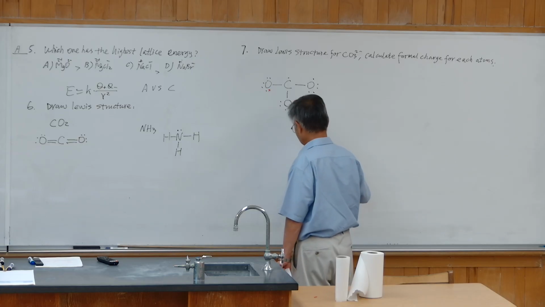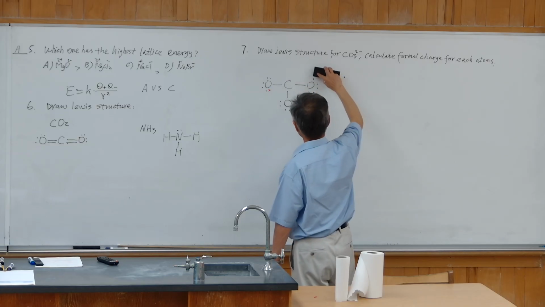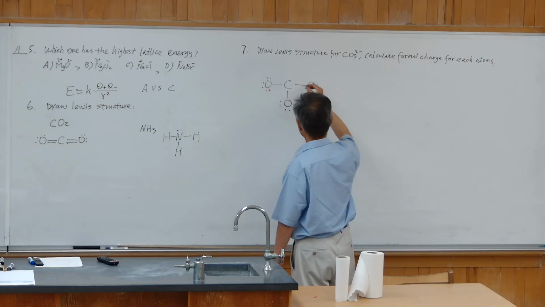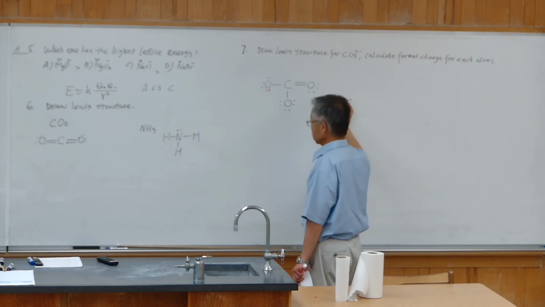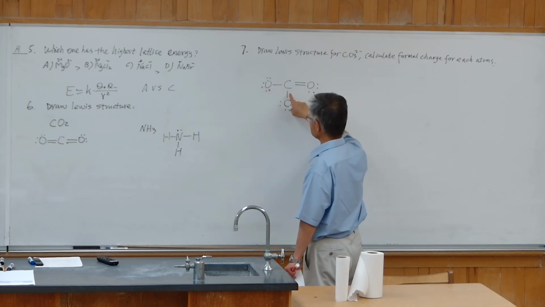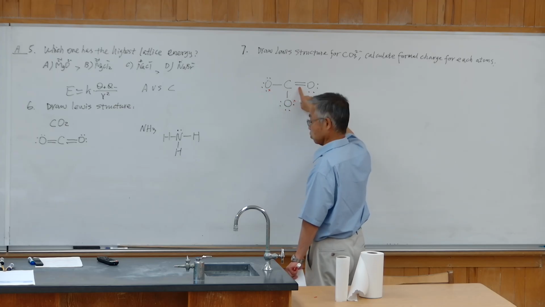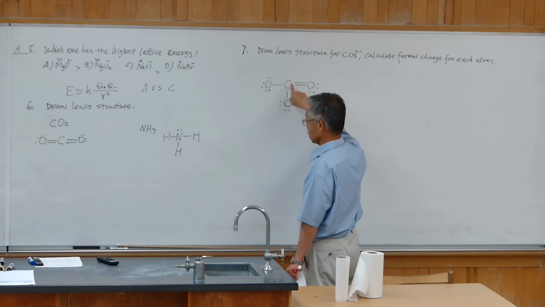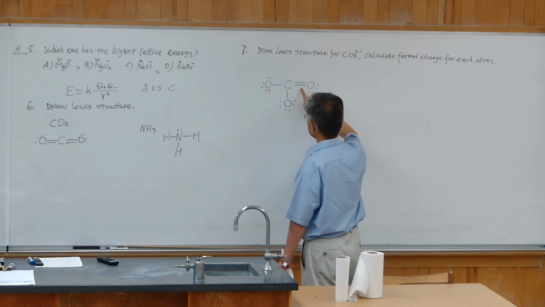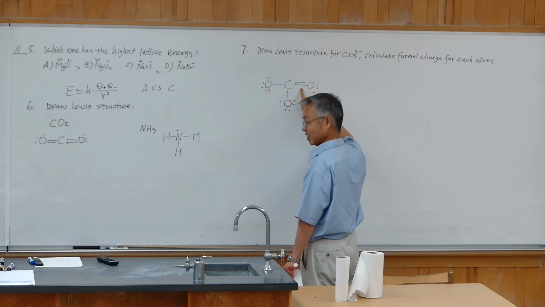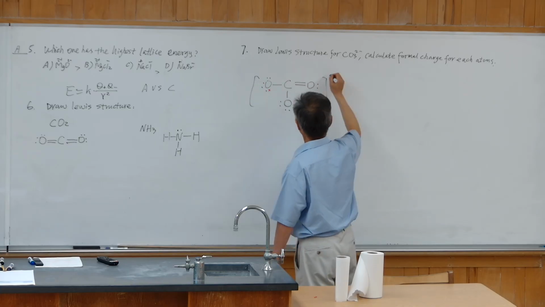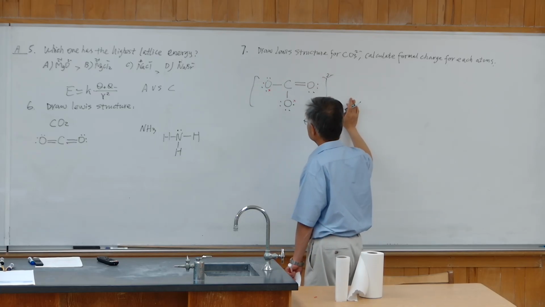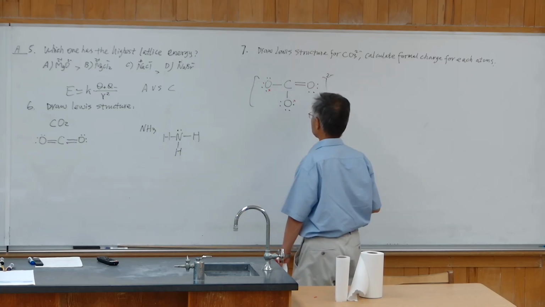Then why not let carbon use one, and oxygen use this one, to form another bond, which becomes a double bond? You see, now carbon has single bonds, 2 plus 2, plus double bond 4. So carbon satisfies 8 electrons. Oxygen has 4 plus double bond 4, also 8 electrons. So this structure satisfies the octet rule. Okay, this is the Lewis structure for carbonate.